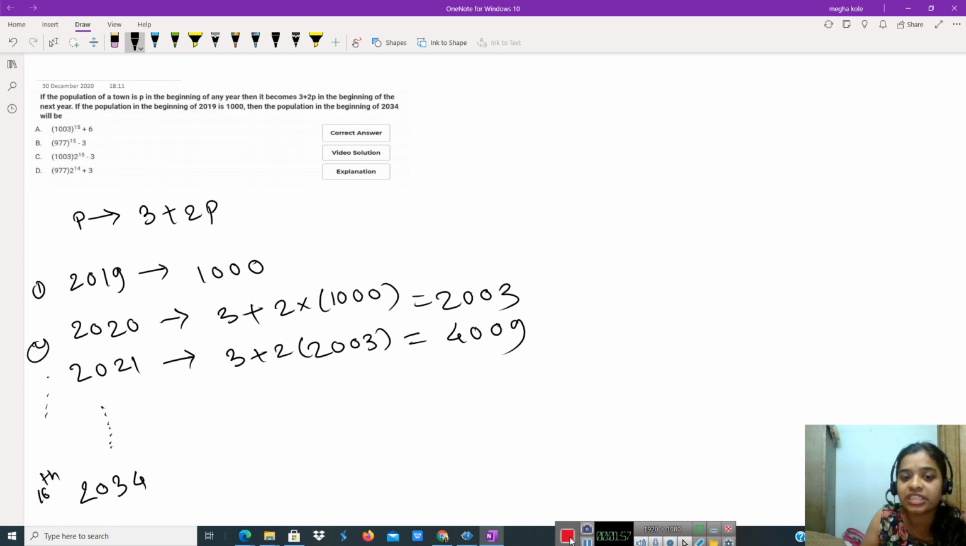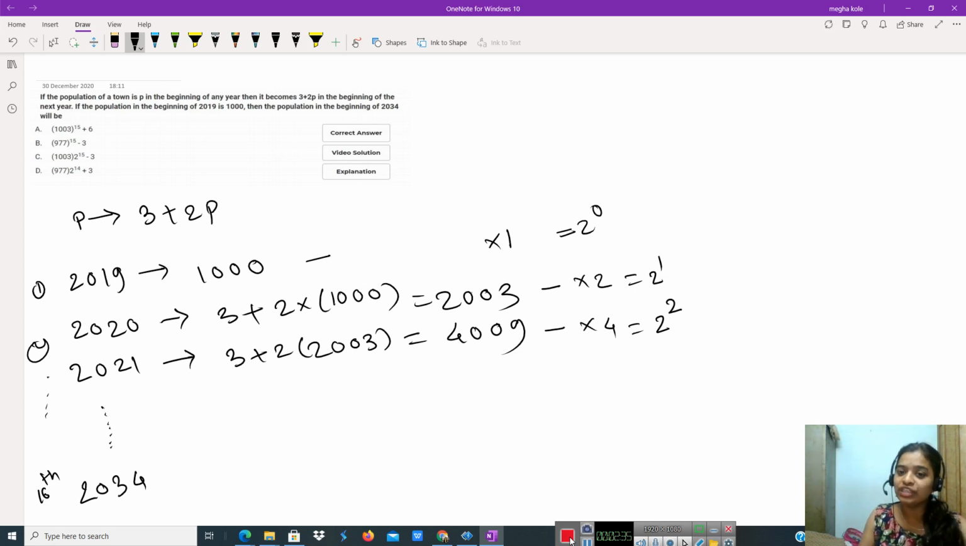The population in the first year is 1000, in the second year it is 2003, in the third year it is 4009. If you observe, the population is rising near about multiples of 1000. So this is 1000 into 1, this is 1000 into 2, this is 1000 into 4. Okay, so 1 is nothing but 2 raised to 0, 2 we can say 2 raised to the power 1, and 4 means 2 raised to the power 2.